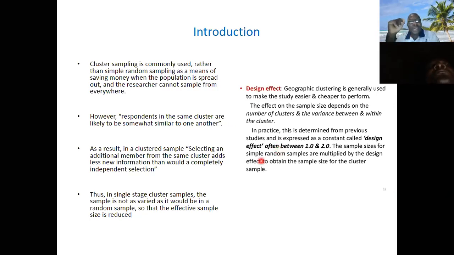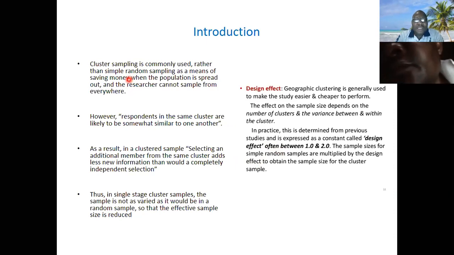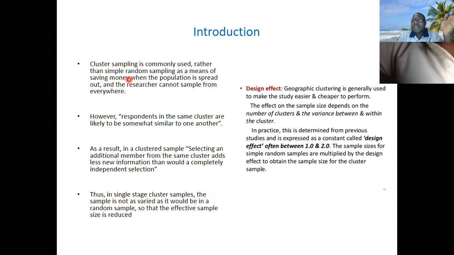Cluster sampling is commonly used rather than simple random sampling as a means of saving money, when the population is spread out and the researcher cannot sample from everywhere. However, respondents in the same cluster are likely to be somewhat similar to one another in many respects, just like I said. Though it varies, there are some characteristics that may not be similar. If you are measuring something like height or weight, you may not see correlation among the members of a cluster.